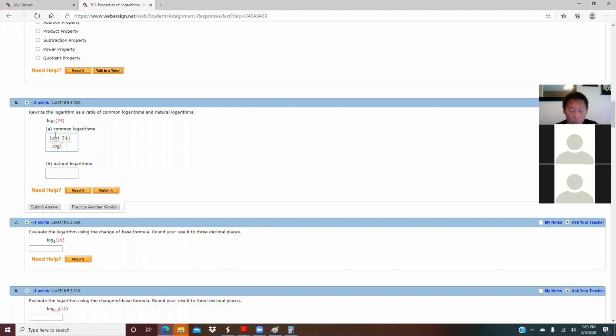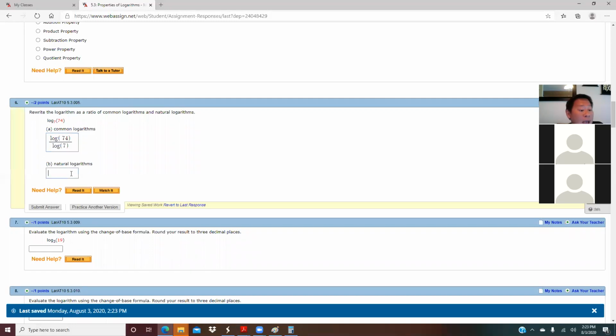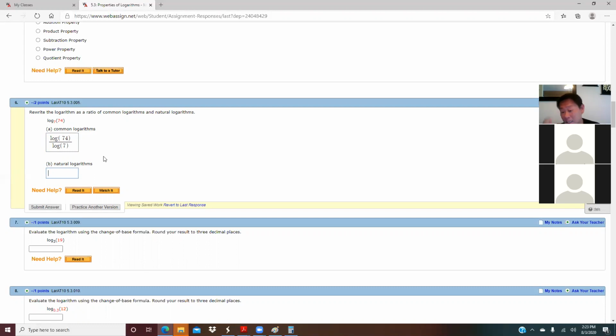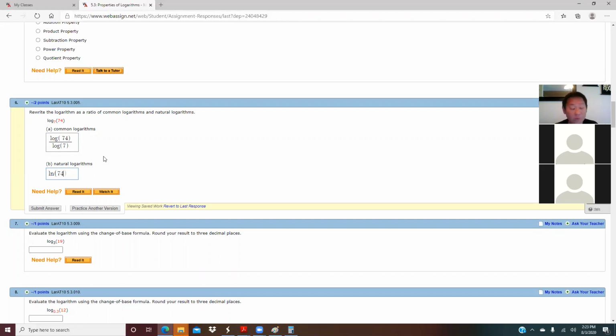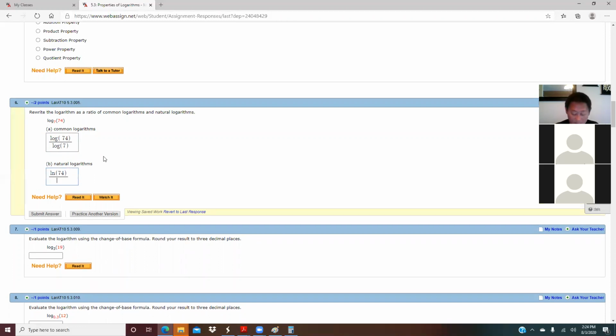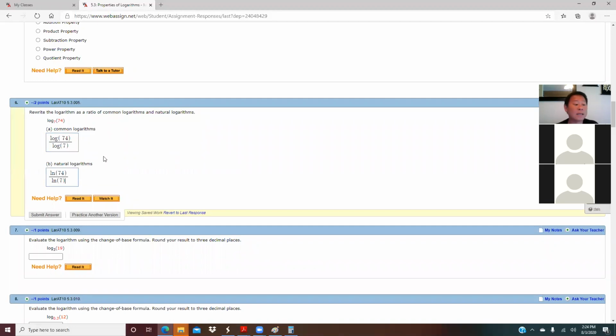So this is how you change. It's very easy, and the question doesn't want you to find the value. They just want you to write it down. So you just do log 74 over log 7. This is called a common log. If they want you to write it in a natural log, it's the same thing, but instead of using log base 10, you use ln: ln 74 divided by ln 7. So this is how you do this case.